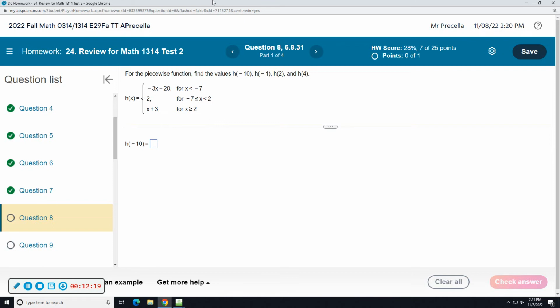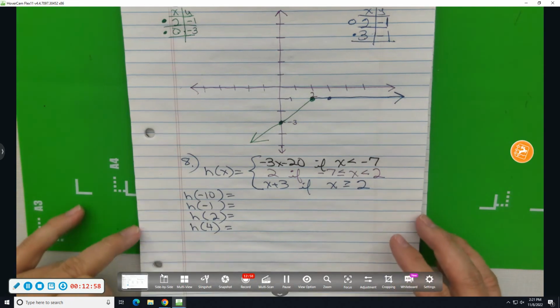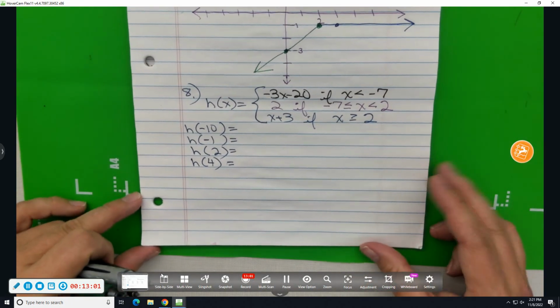And they want us to find, let me write this down, h of negative 10, h of negative 1, h of positive 2, and h of 4. Let me make sure I didn't miscopy anything before I switch over to my paper. 2, okay, x plus 3, negative 2. Yes. So, okay.